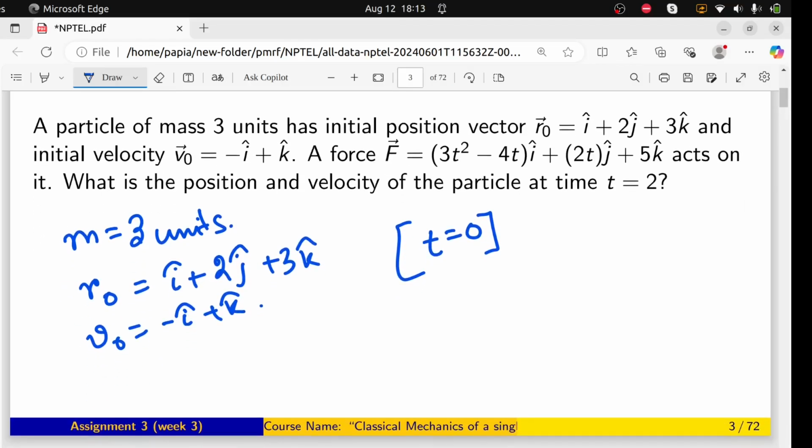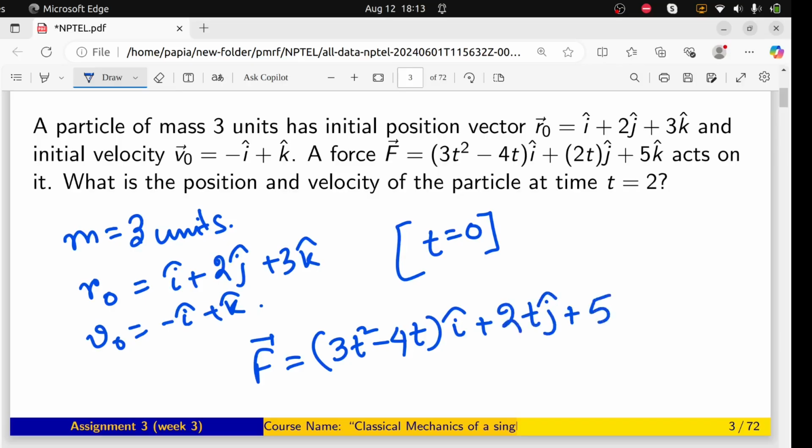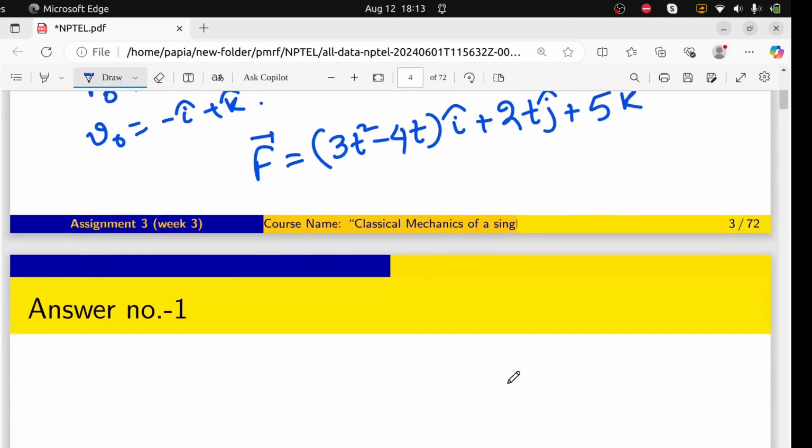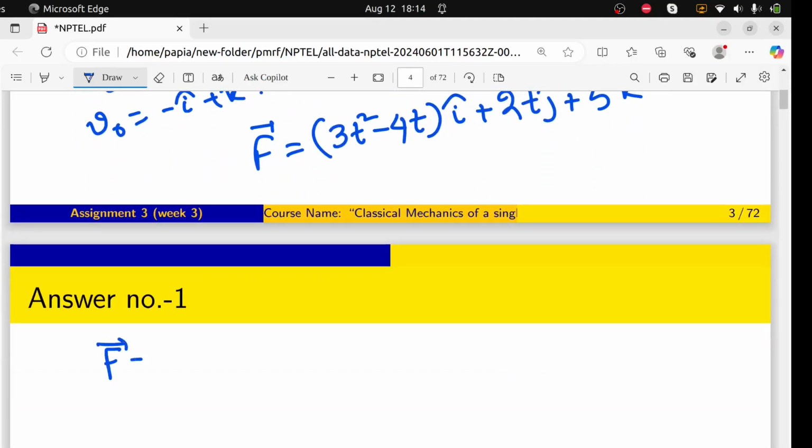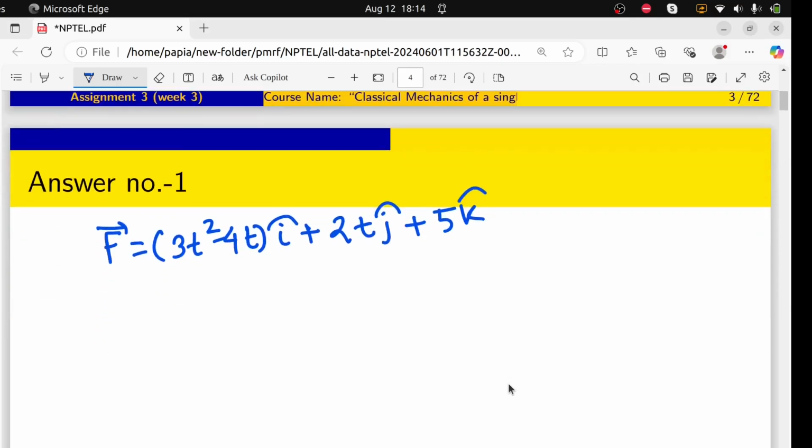And now coming to force. Force is 3t square minus 4t i cap plus 2t j cap plus 5k cap. So let me write here again the vector. Okay, so now they are asking what will be the vector of the velocity at t equals 2, and what will be the position at t equals 2. So how can we write it?